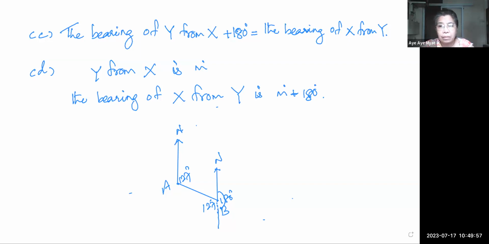A small one, 244. 244. B small, 064. 064. Small one are 348. Small two are 168. Small one, 204. Small two, 024. 024.